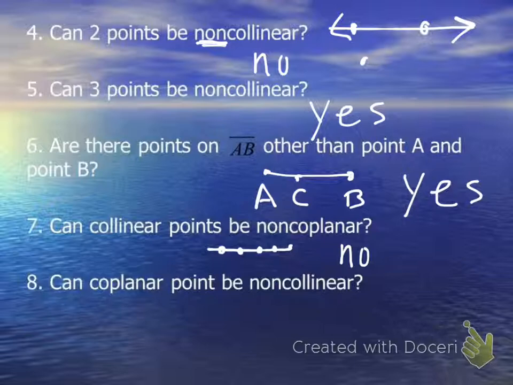Let's look at it the other way. Can coplanar points be non-collinear? The board is like a plane. If I put a bunch of points on the plane, on the chalkboard, would they all have a line through them? No, not necessarily. So it is possible to be coplanar, but not collinear. These are kind of tricky.